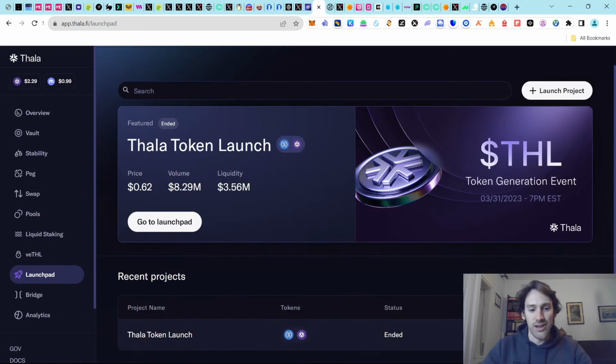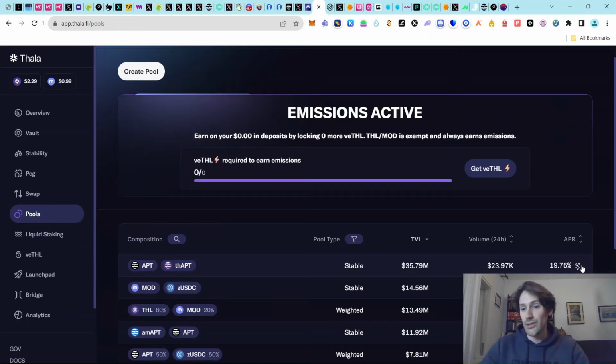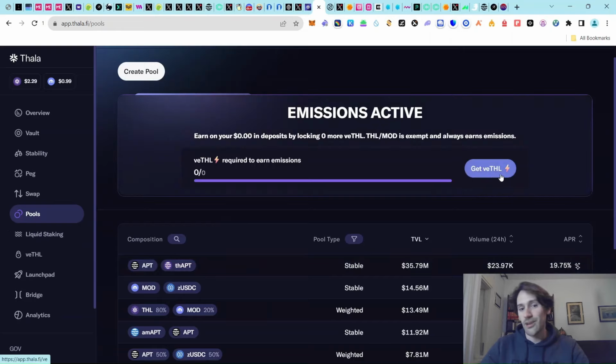Here they launched their Thala token, which has actually performed pretty well, almost 4x since launch. But other than that, there are no new upcoming projects as of today. And not to forget, they also have a liquid staking tab where you can mint and stake your Aptos into Thala Aptos and staked Thala Aptos. And the APRs are 12%. And if you decide to pair it in a liquidity pool over here for 20%, you can do so. Again, you will need the vote escrowed Thala in order to get these emissions.